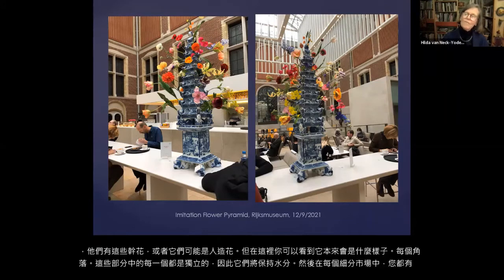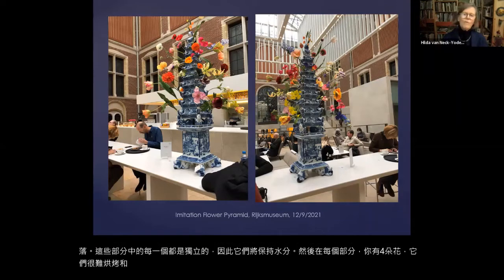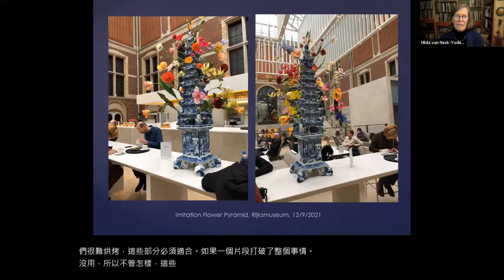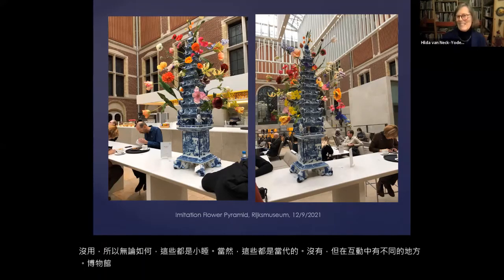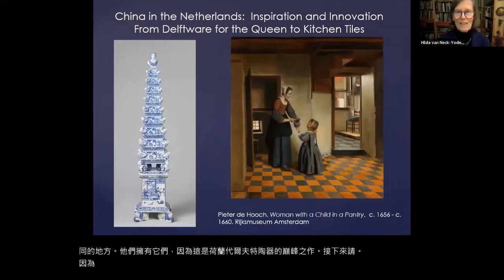And they're very difficult to bake. And all of these segments have to fit, and if one segment breaks, the whole thing is useless. So anyway, these are new, of course. These are contemporary. But there are different places in the Rijksmuseum that have them because this is the pinnacle of Dutch Delftware. Next, please, because we need to get to the kitchen tiles.